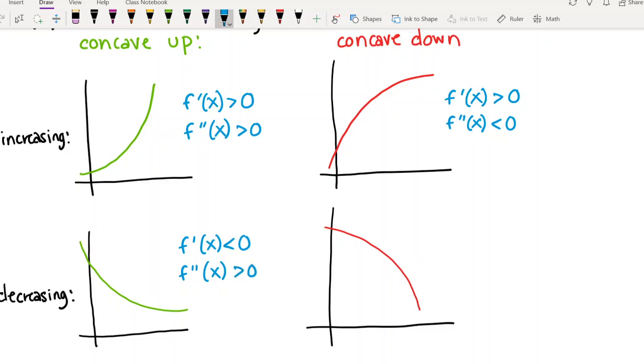And then this last one is decreasing. So the first derivative is negative, and it's also concave down. So the second derivative is also negative. So you can have really any mix and match of first and second derivative, and you can get a graph that has that feature.